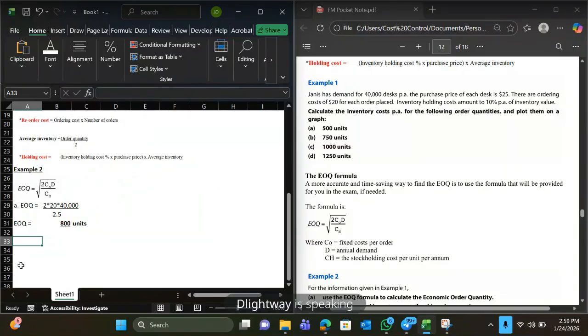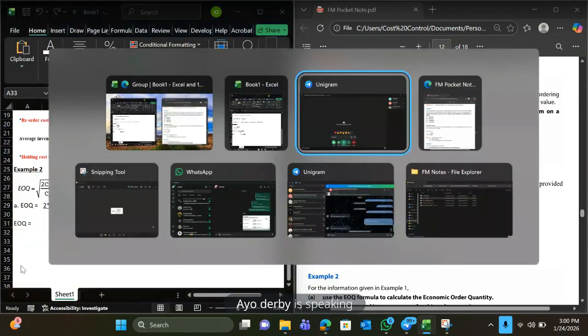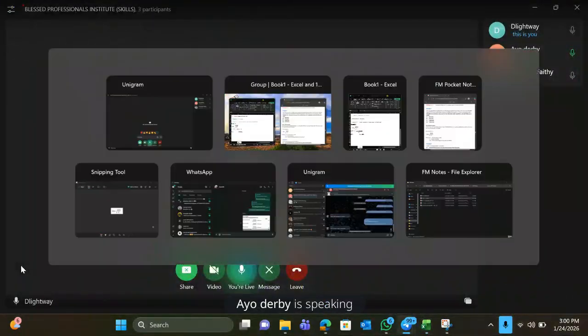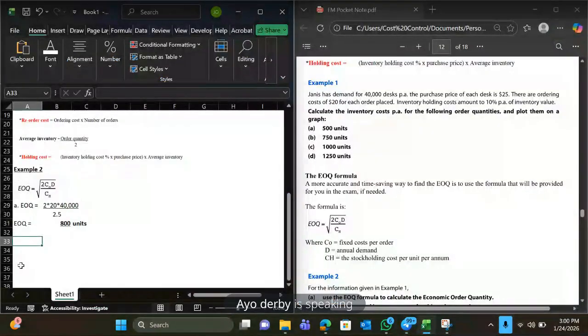You said you got 800 units, right? When I got 800, it was me doing 2 times 20 divided by 40, multiplied by 40,000. Then I got 1,000 divided by 2.5, so that I got 640 at that point. Yes, what I did was the square root of that 640.